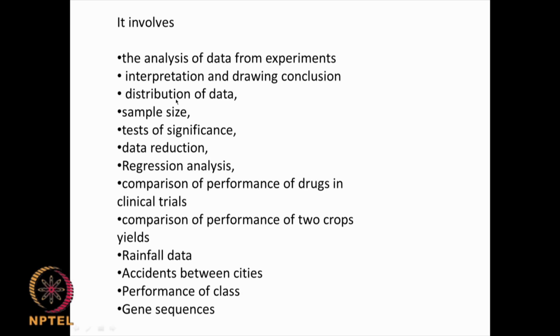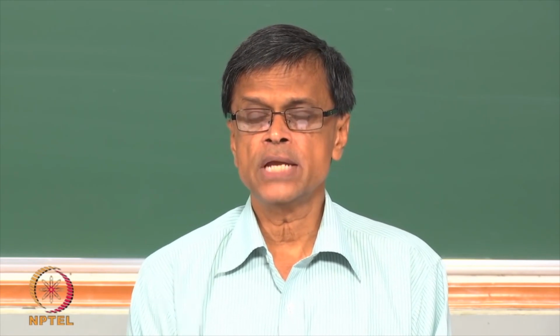Distribution of data: can I group them into different categories, high active, low active, medium active, no active. So I can look at the performance of drugs and I can put them into various categories. I can look at a large number of bacterial systems, and I can look at the metabolite profiles, and then I can say high yielding, low yielding, medium yielding.